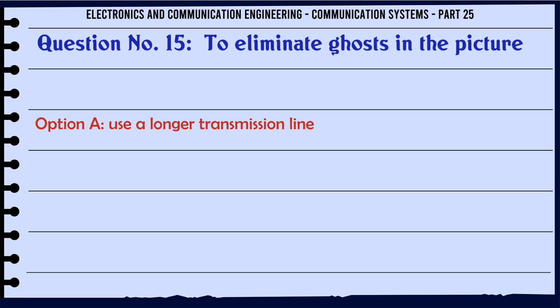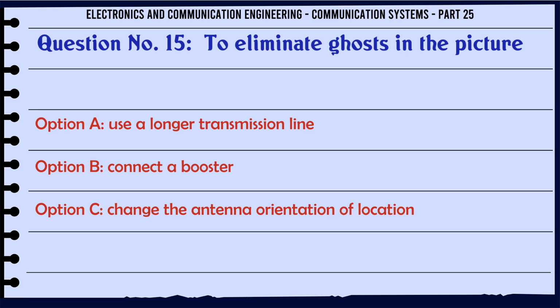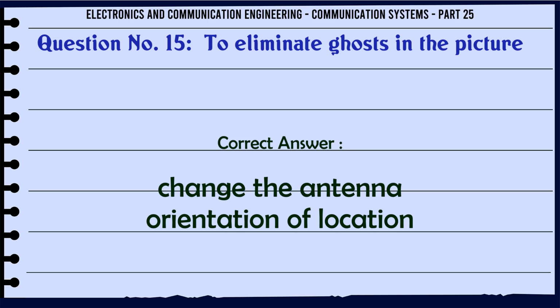To eliminate ghosts in the picture, A. Use a longer transmission line. B. Connect a booster. C. Change the antenna orientation or location. D. Twist the transmission line. The correct answer is change the antenna orientation or location.